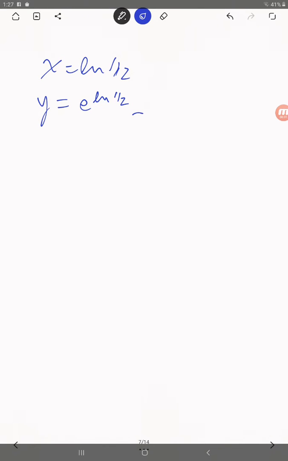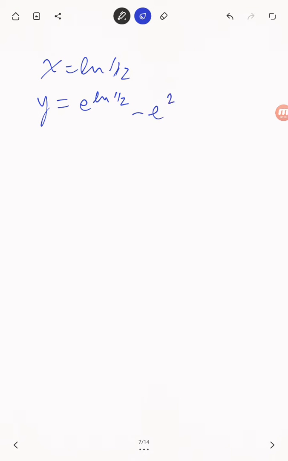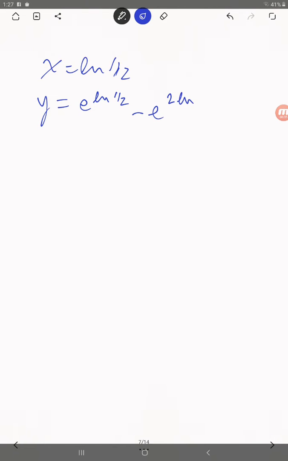So when x equals ln 1/2, to get the y value that goes with that, I need to substitute it into the original function. So e to the ln 1/2 minus e to the 2 ln 1/2.